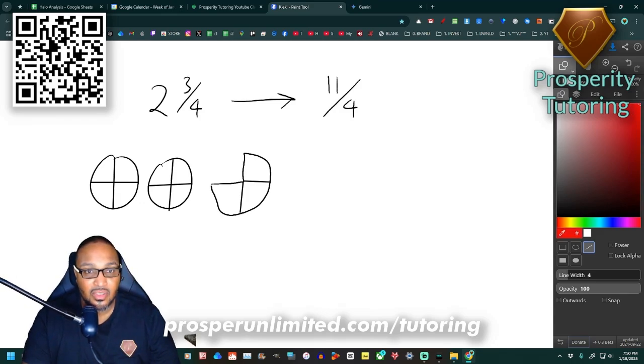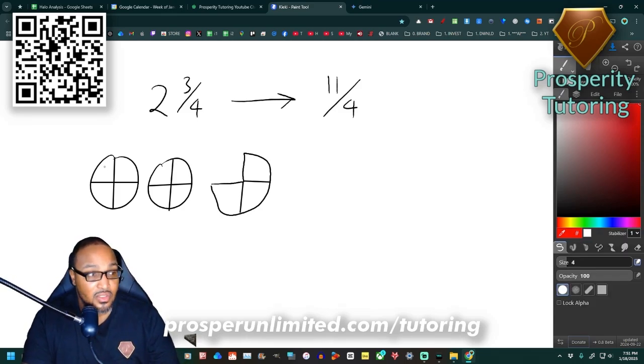And now let's count up all of the slices. We have 2 whole pizzas, and 3/4 of a pizza, right? 2 and 3/4, right? So you got 1, 2, 3, 4, 5, 6, 7, 8, 9, 10, and 11. 11 quarters or 11/4.